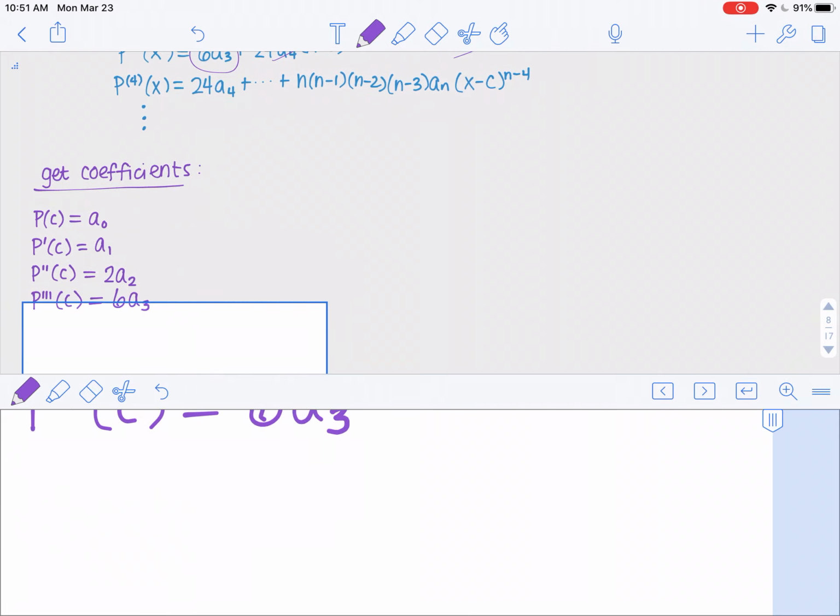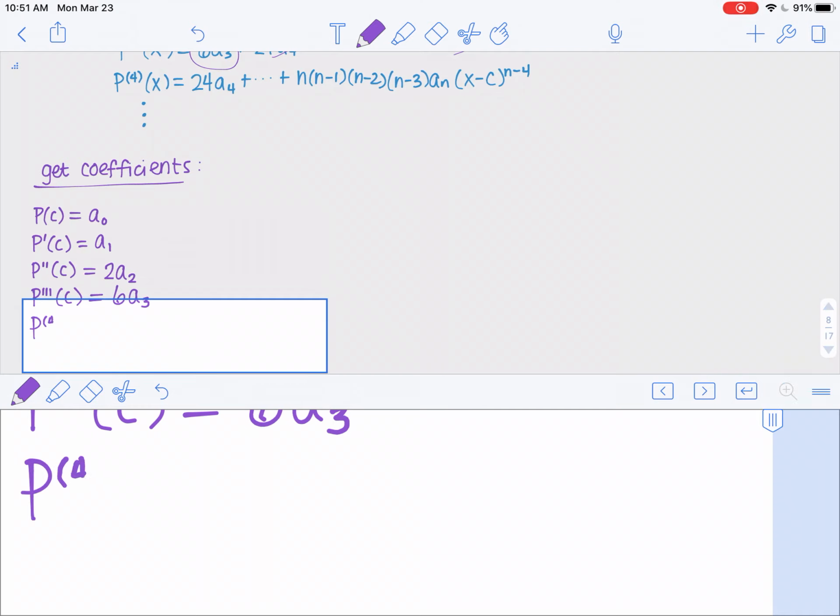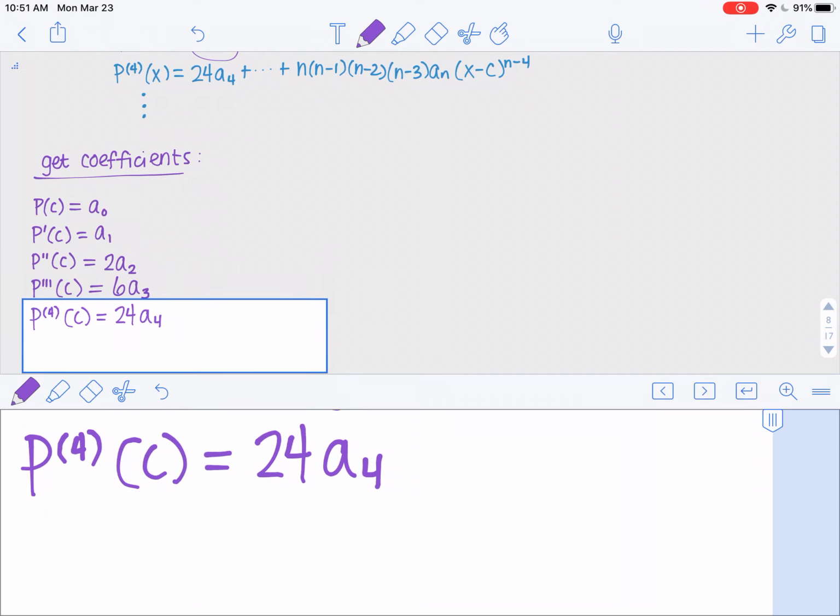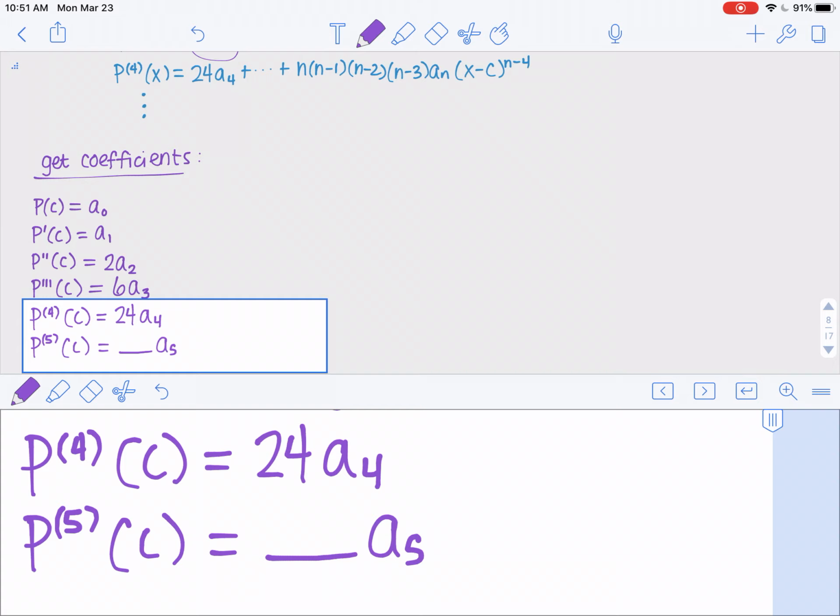And you might be kind of wondering. If I do the fourth derivative and I plug in c, I do not get 4 a sub 4, I get 24 a sub 4. So hopefully you're thinking about the pattern. Now, we did not do the fifth derivative, but I think some of you probably can take a guess. What is going to be the number in front of a sub 5? Take a second and guess. Now that you've taken your second, it's 120.